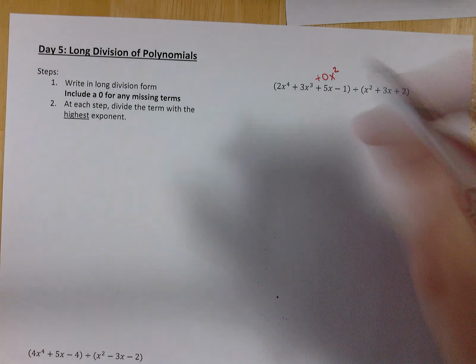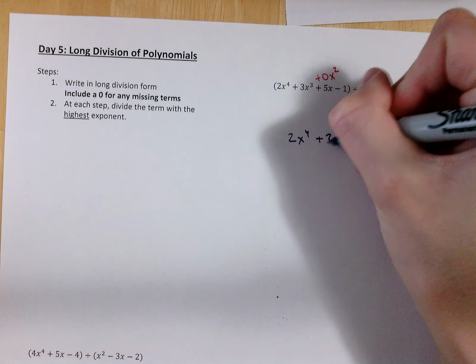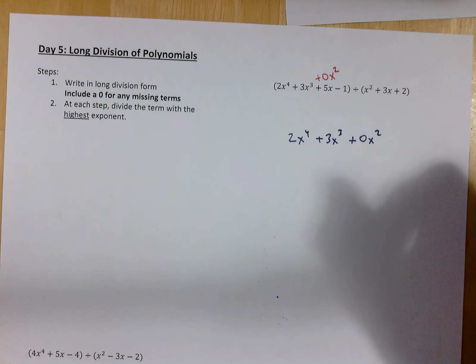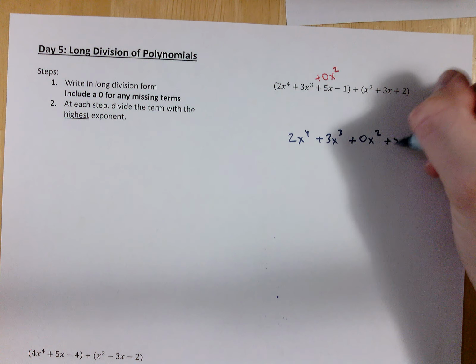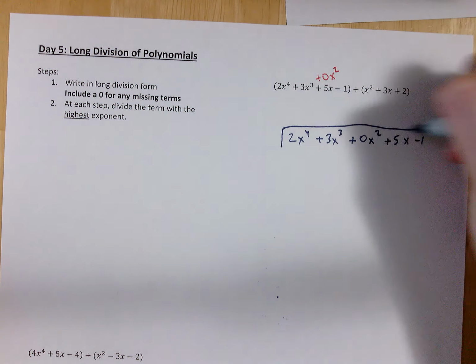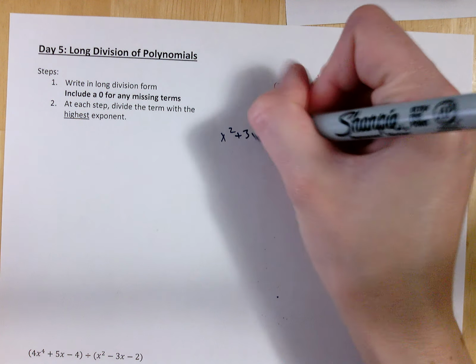Okay. All right. So then I'm going to write this in long division format. So 2x to the 4th plus 3x cubed plus my 0x squared. Again, that's really important. Plus 5x minus 1. That goes in my long division bracket. And then I'm dividing it by x squared plus 3x plus 2.